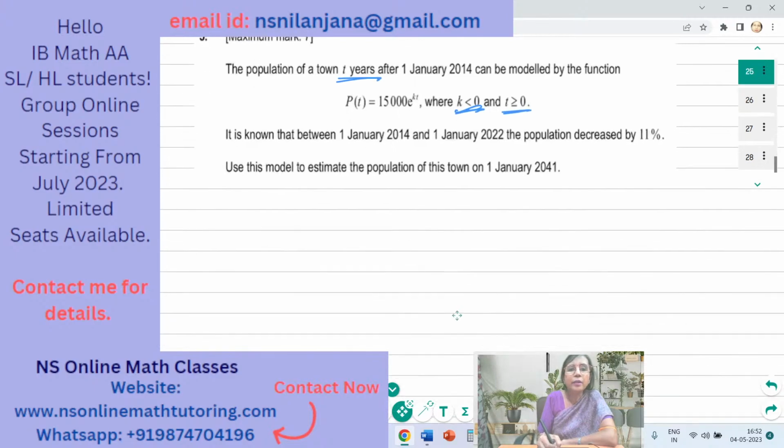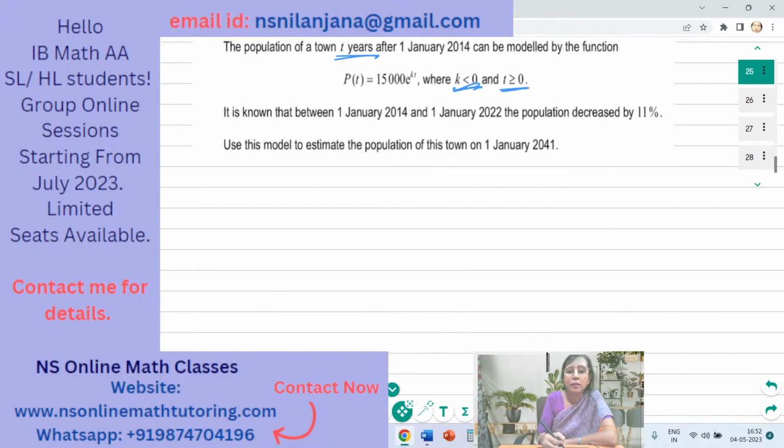Maximum mark is 7. Okay. It is known that between 1st January 2014 and 1st January 2022, the population decreased by 11%. Use this model to estimate the population of this town on 1st January 2041.